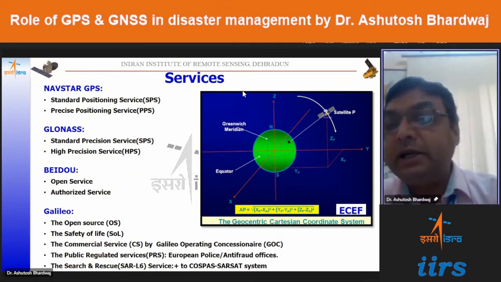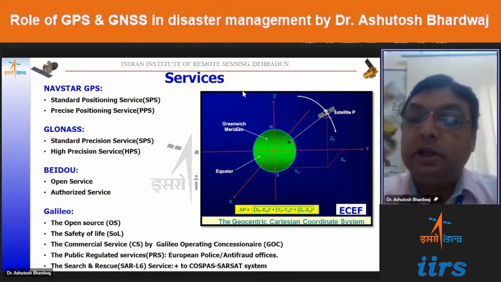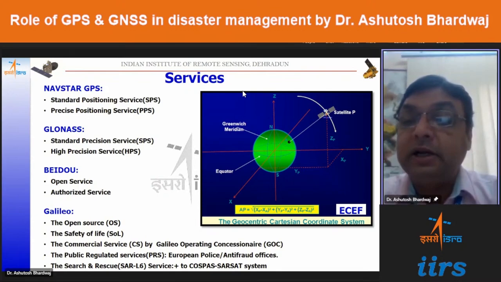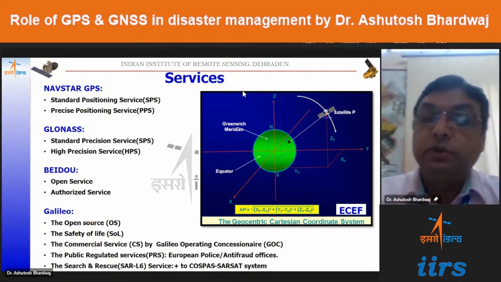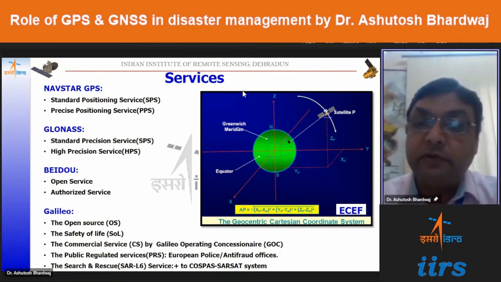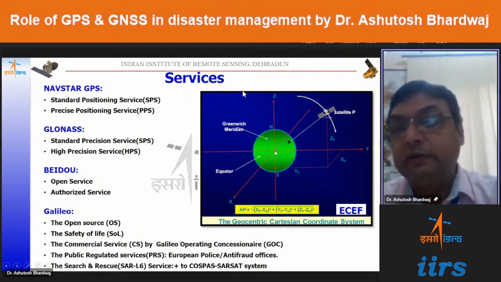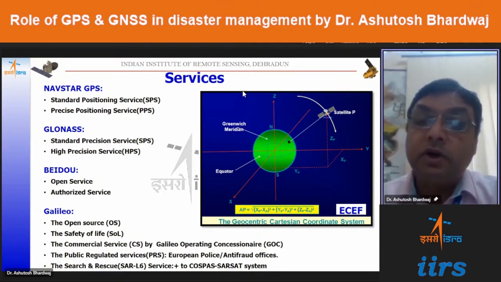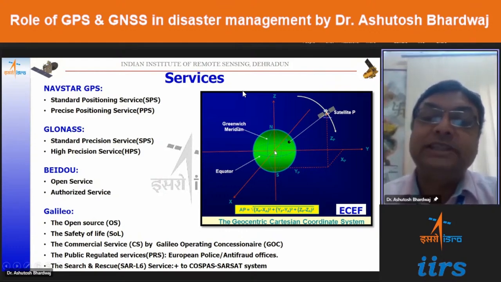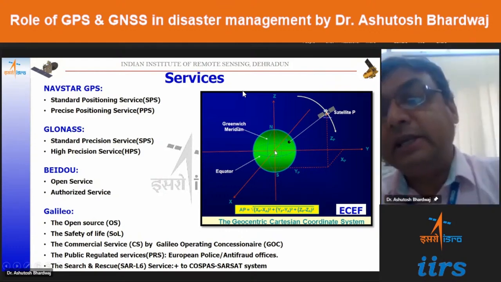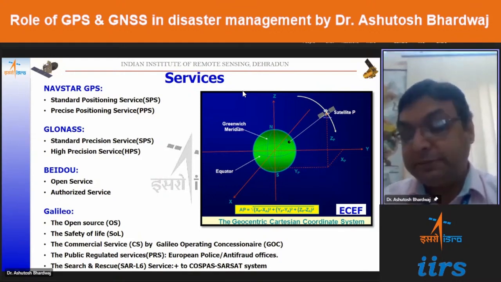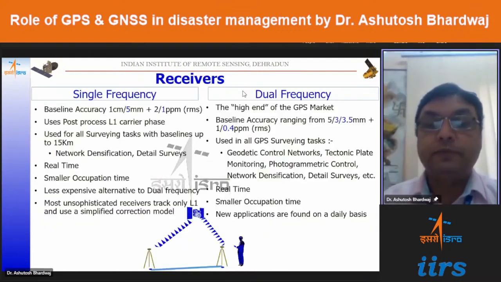Then the GPS works in a right-handed coordinate system, the Earth-centered Earth-fixed coordinate system. So we have the center of our coordinate system at the center of the Earth. What coordinates we get in the GPS depends upon the settings we choose as per the datum and the map projection. So as per our requirements, we can do that.